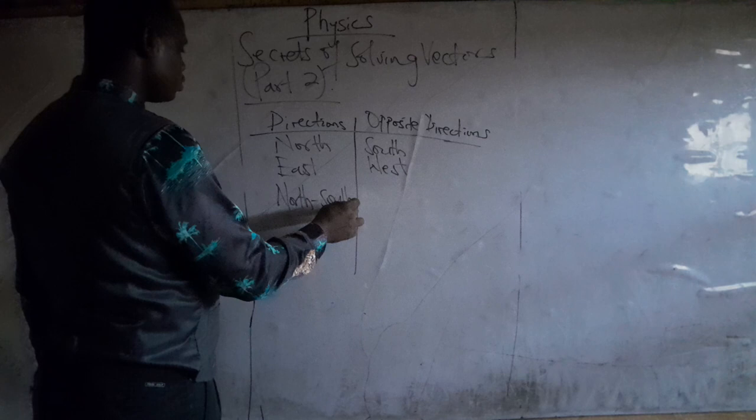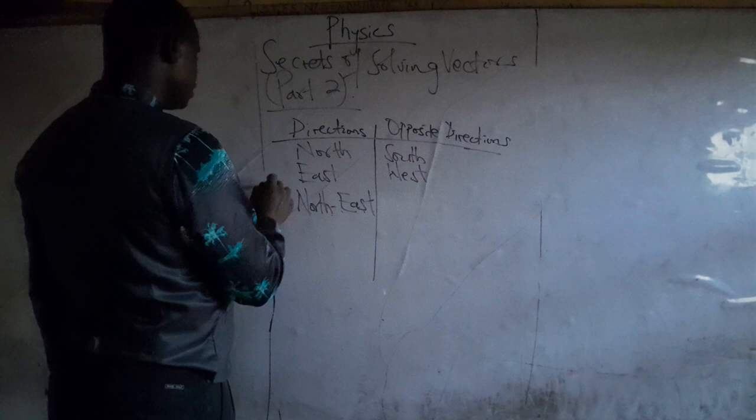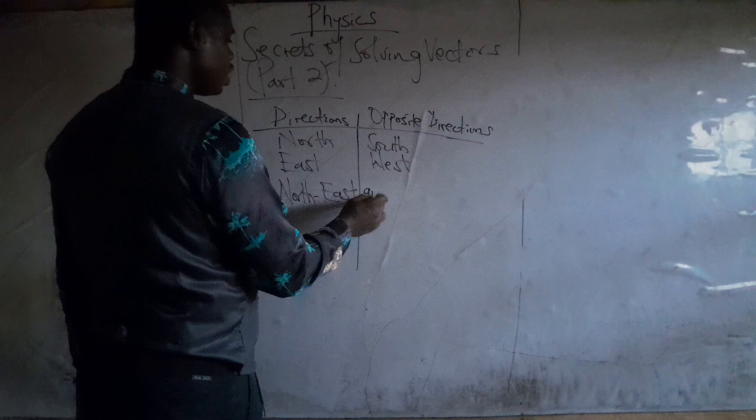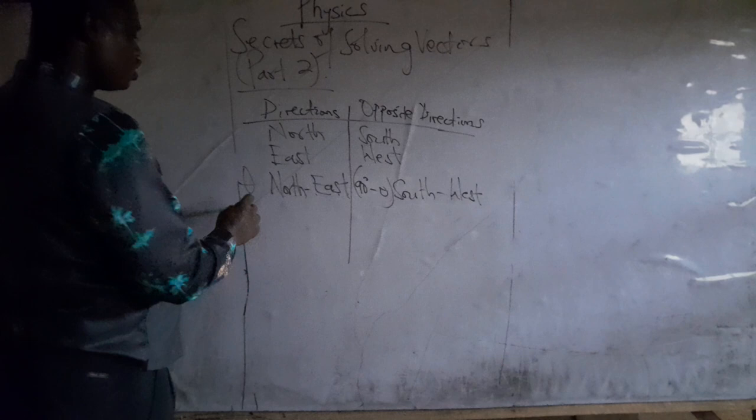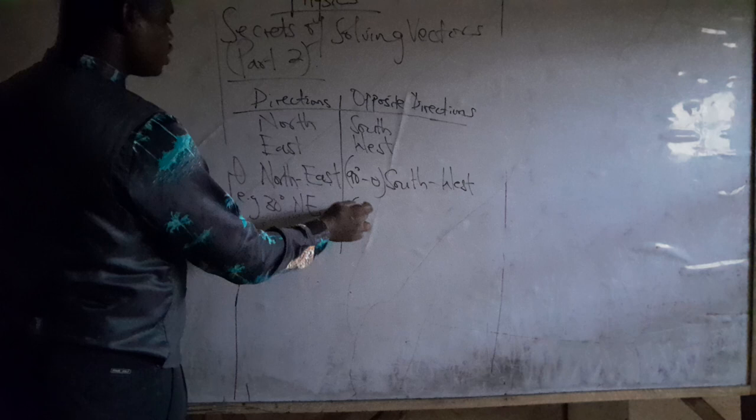Northeast rather. Let's say theta, northeast. The opposite direction is 90 degrees minus the theta. The opposite of north is south. Opposite of east is west. Example, 30 degrees northeast. The opposite is 60 degrees southwest.